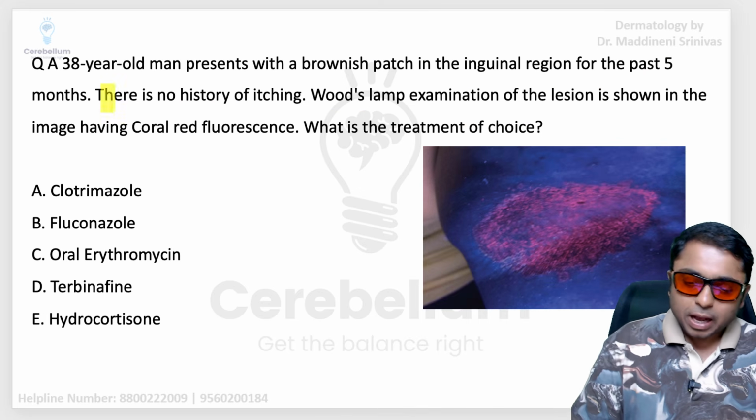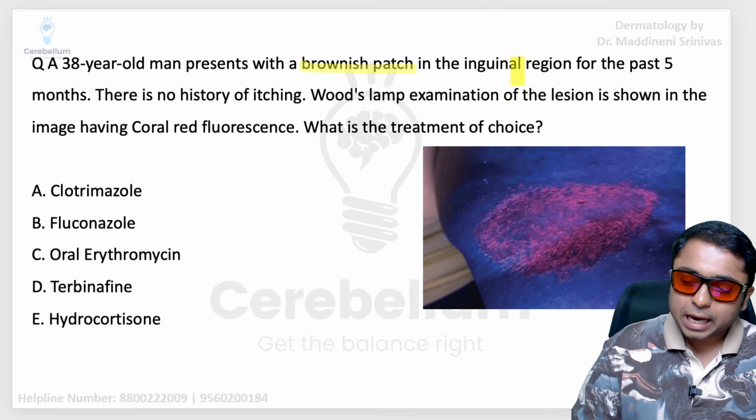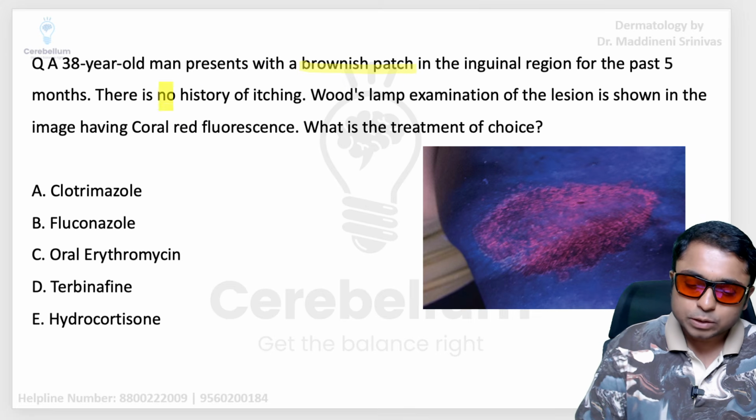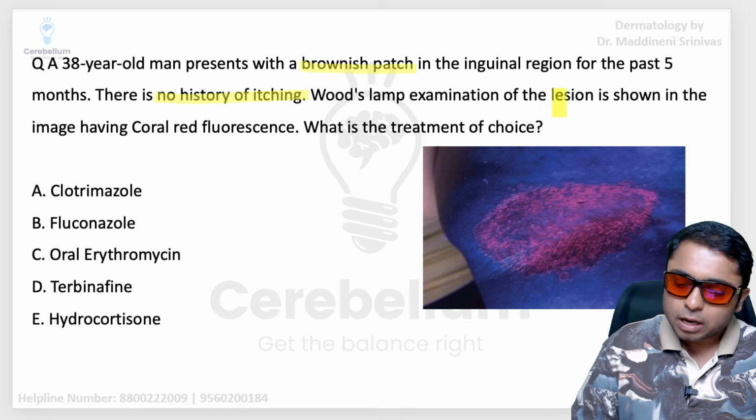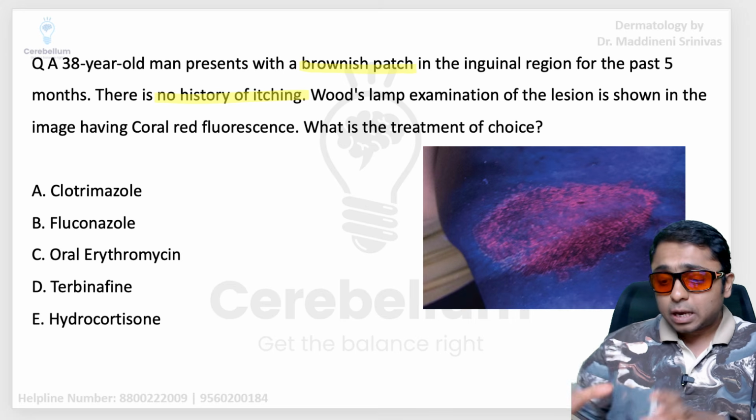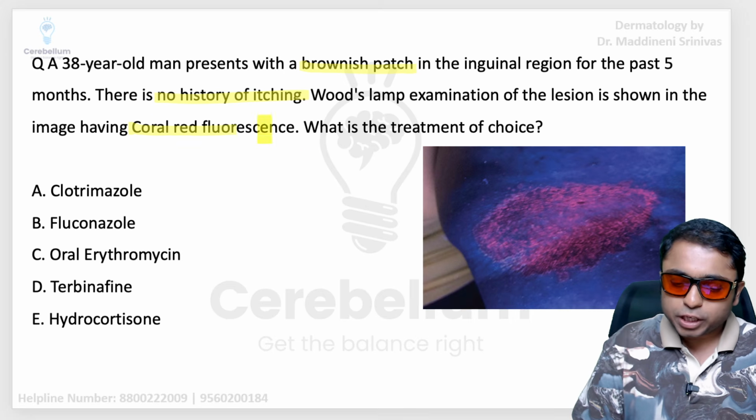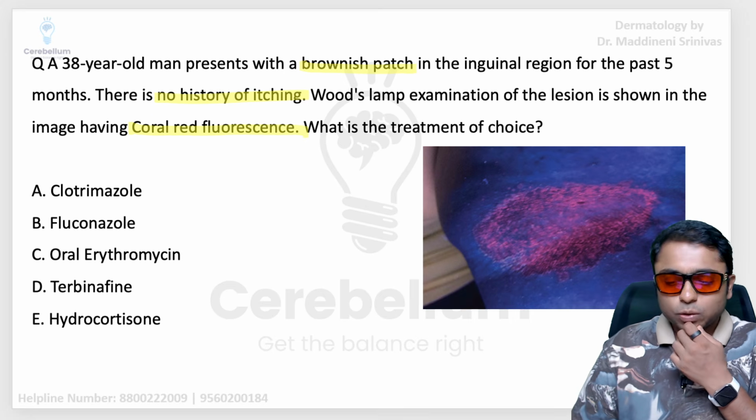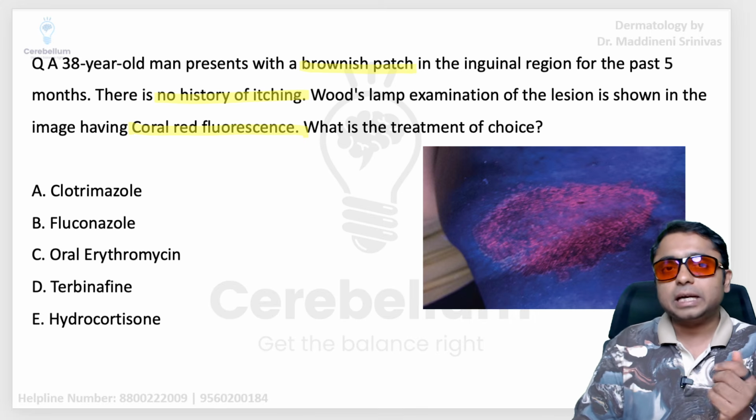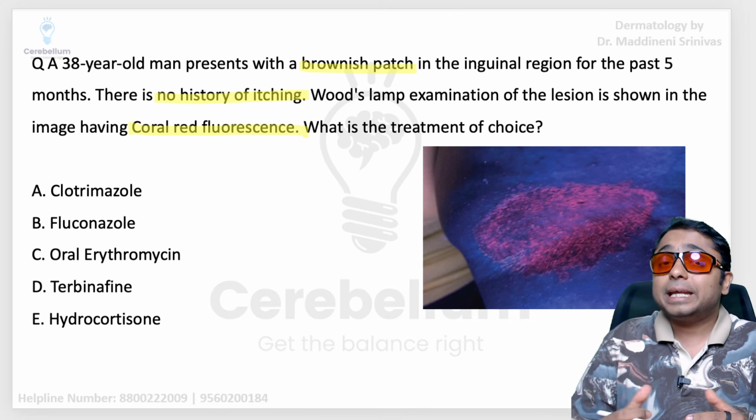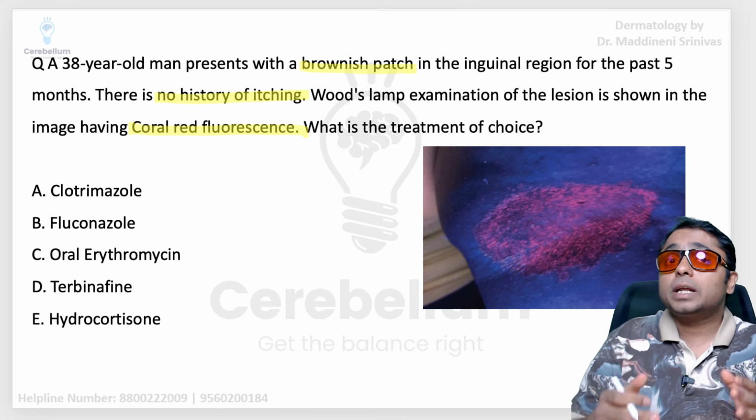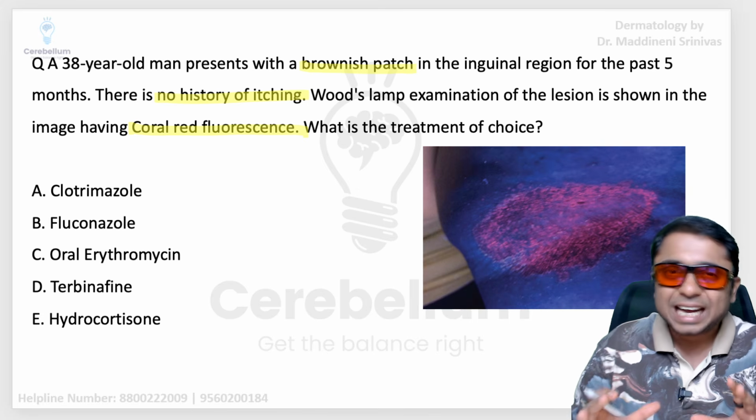Next MCQ, a 38-year-old with a brownish patch in the inguinal region for 5 months, no history of itching, it is asymptomatic. Wood's lamp examination is shown, and it is also mentioned, it seems, a coral red fluorescence. So what is the treatment of choice for this condition? Remember, this is a bacterial infection due to Corynebacterium minutissimum, that is Erythrasma.